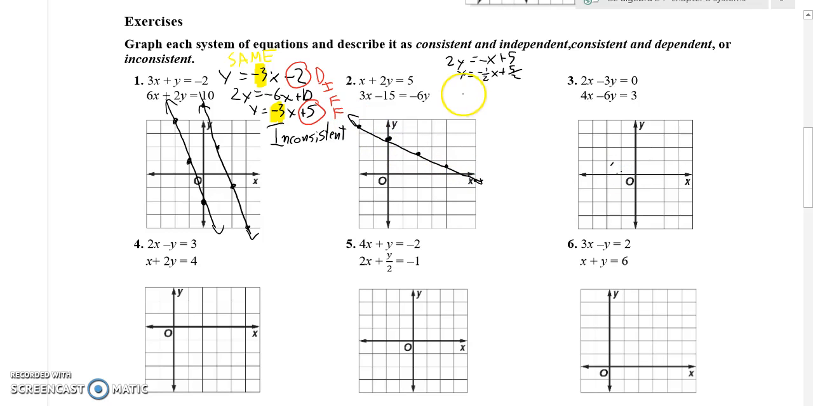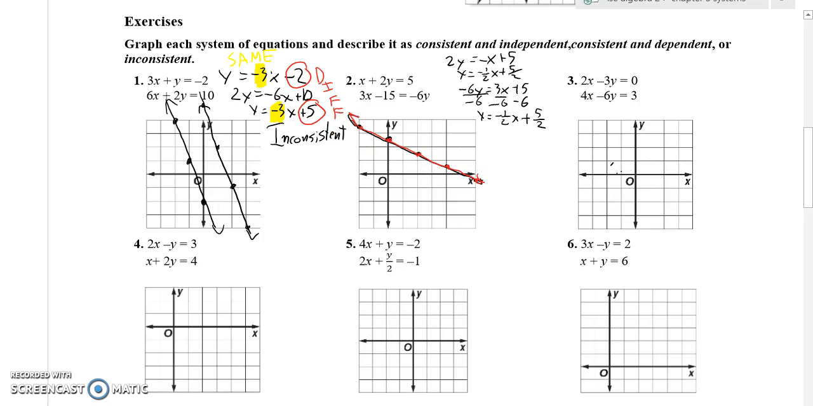I have negative 6y equals 3x minus 15. So dividing by negative 6, I have y equals negative 1/2 x. Dividing top and bottom by 3, we have 5 halves. So we have the same slope and the same y-intercept. Our points are exactly the same and our line's exactly the same. And so we have the same exact line, one on top of the other.